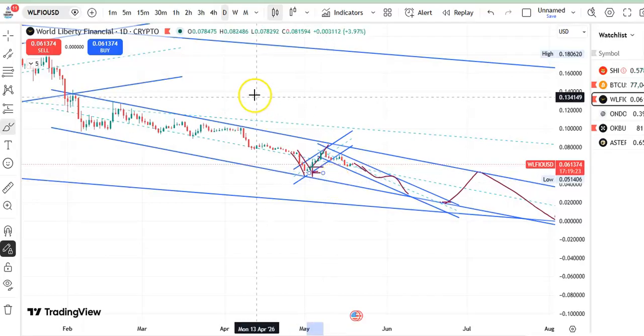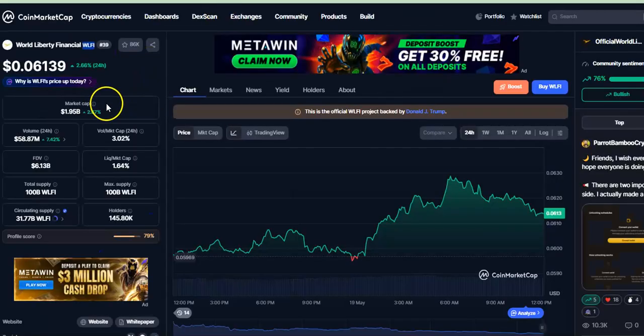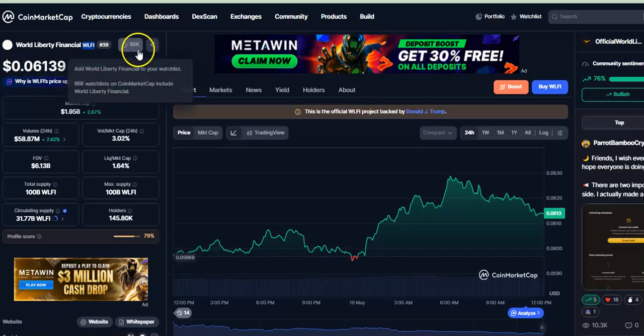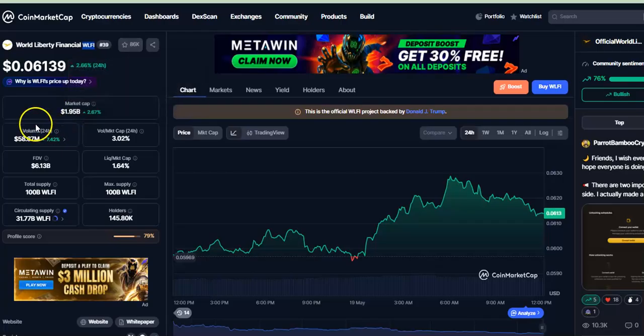Now we'll talk about other important details about this cryptocurrency. You can see the current price is $0.06137, and the rank is around 39th position. Around 86k users are following this cryptocurrency. Market cap is 1.95 billion. Volume in 24 hours is 58.87 million, and total supply is 100 billion. Circulating supply is 31.77 billion. Maximum supply is 100 billion, and the holder count is 145.80k holders for this cryptocurrency.